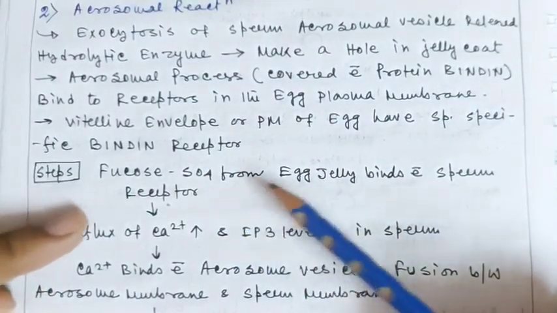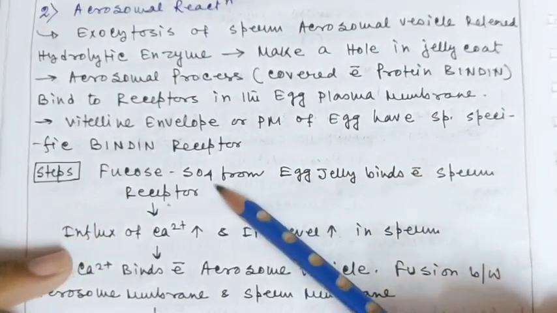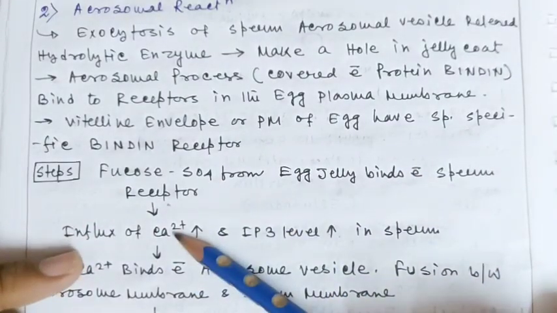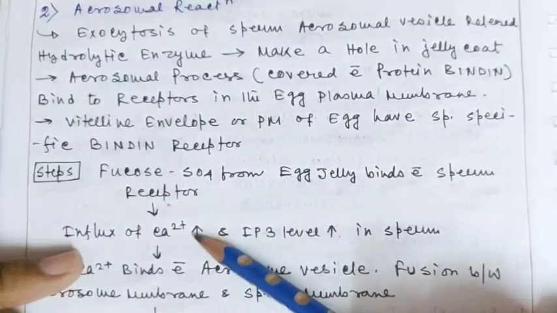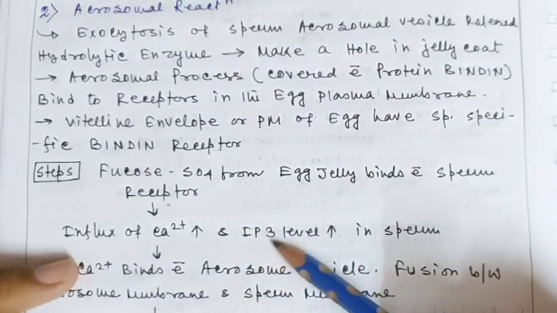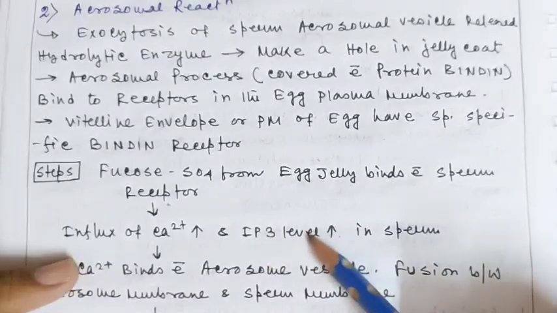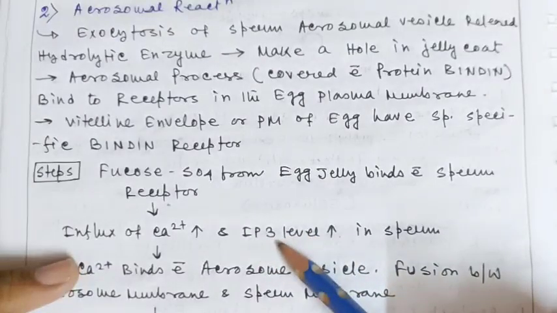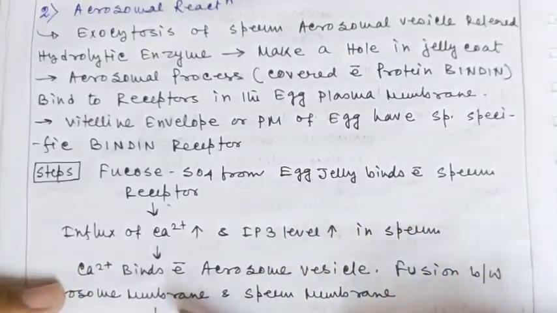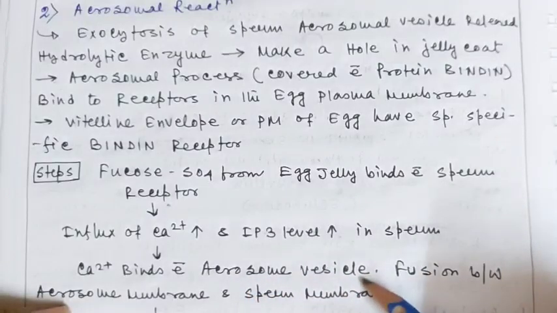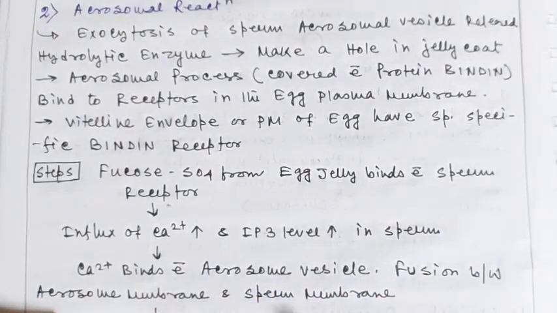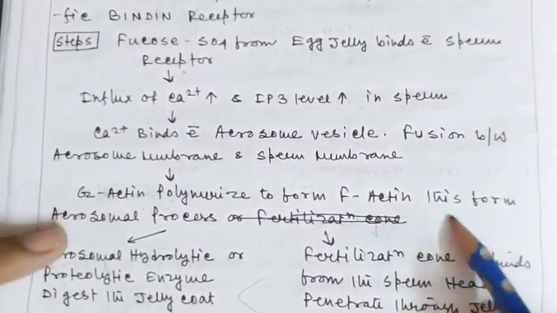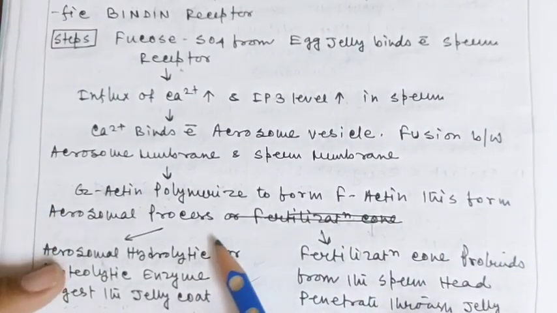Fucose sulfate from the egg jelly binds with the sperm receptor, and calcium influx occurs. So inside the sperm the calcium level will increase, and another important second messenger will increase inside the sperm, known as IP3 or inositol 1,4,5-trisphosphate. The calcium binds with the acrosomal vesicle, causing fusion between the acrosome membrane and the sperm membrane, and G-actin polymerizes to form F-actin, and this forms the acrosomal process.